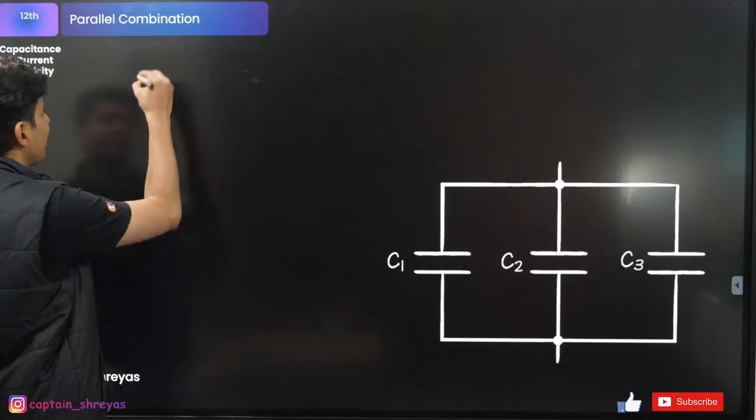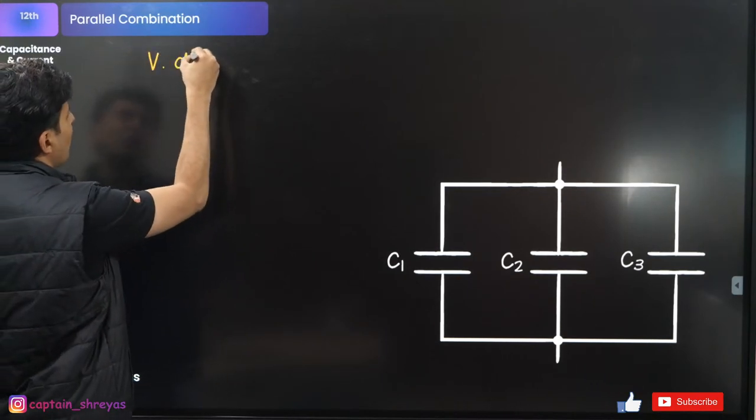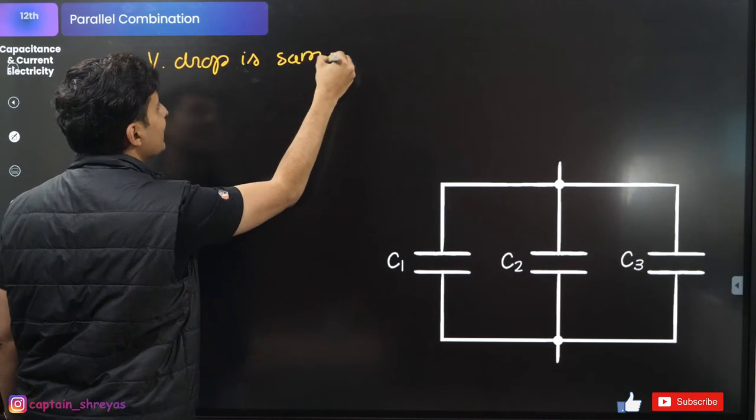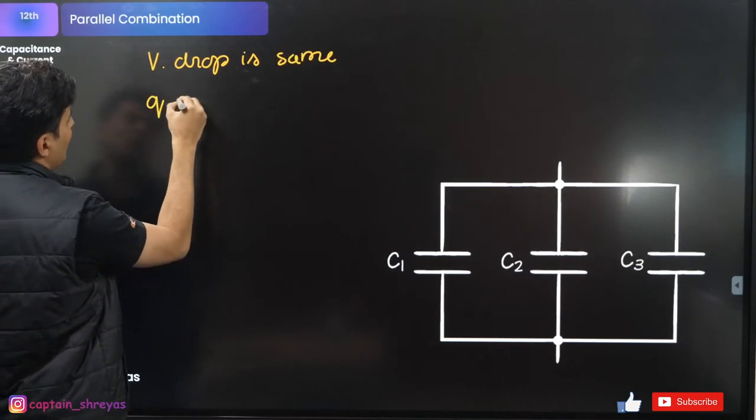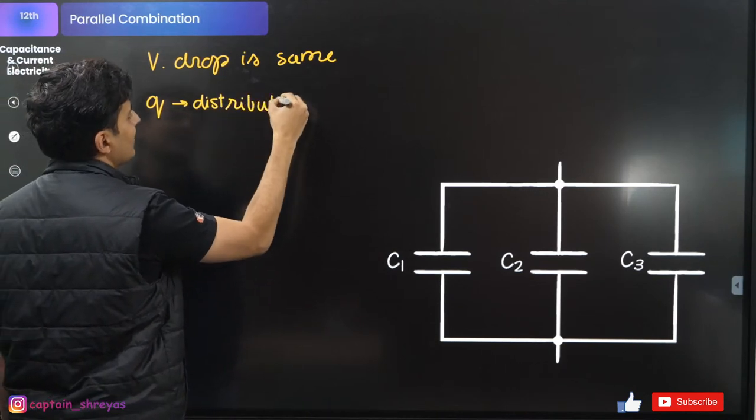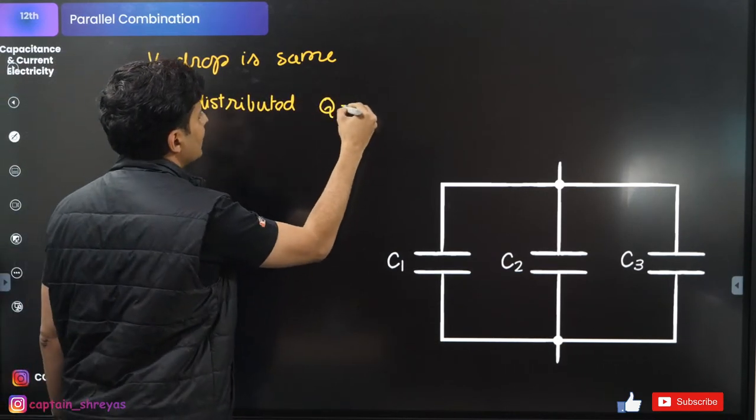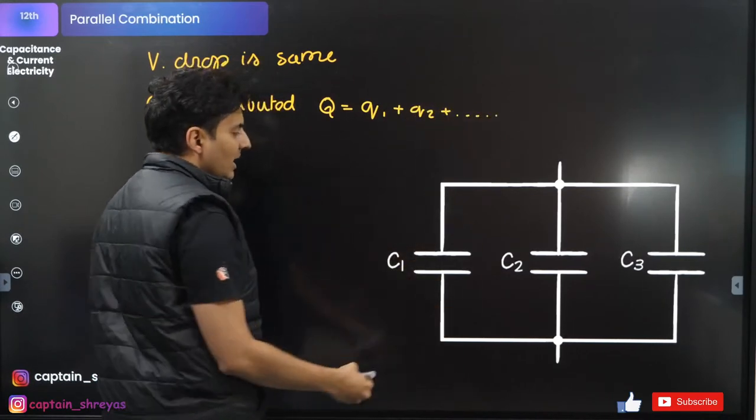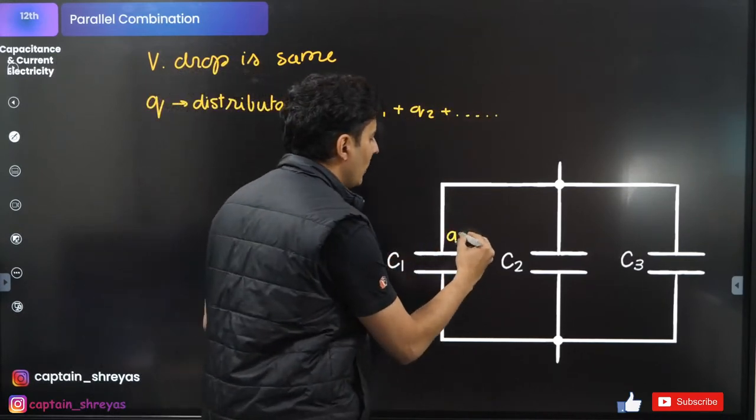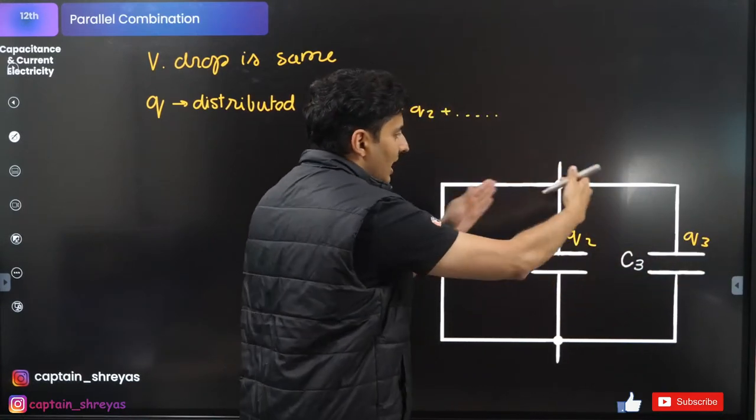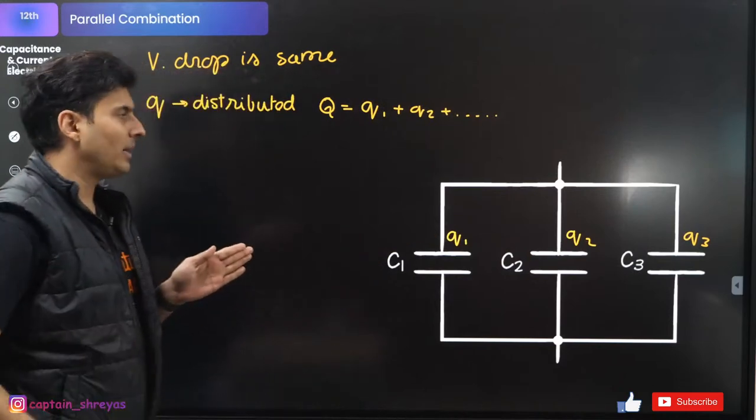For parallel, what will be same? It's the voltage drop, which is same. Voltage drop is basically going to be the same. It's the charge, which basically gets distributed. The charge gets distributed. So the total charge will be Q1 plus Q2 plus so on and so forth. If this has charge of Q1, maybe this has Q2, maybe this has Q3 charge. So the charge gets distributed in all the capacitors.